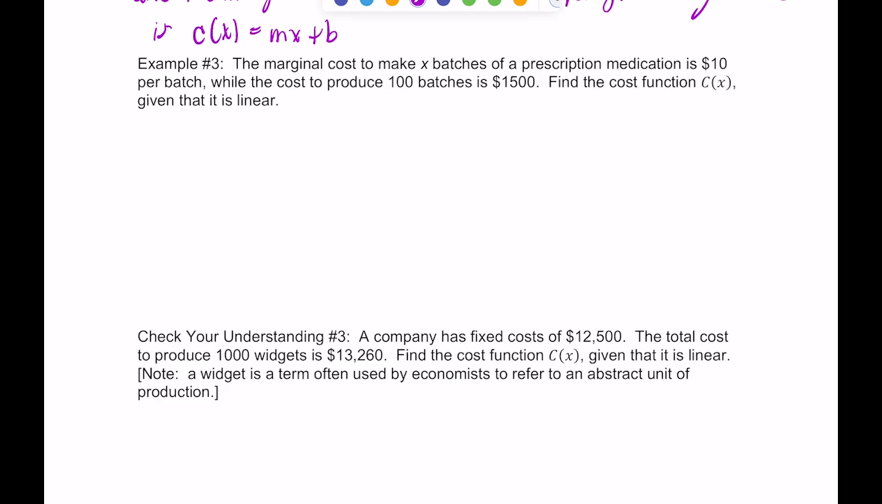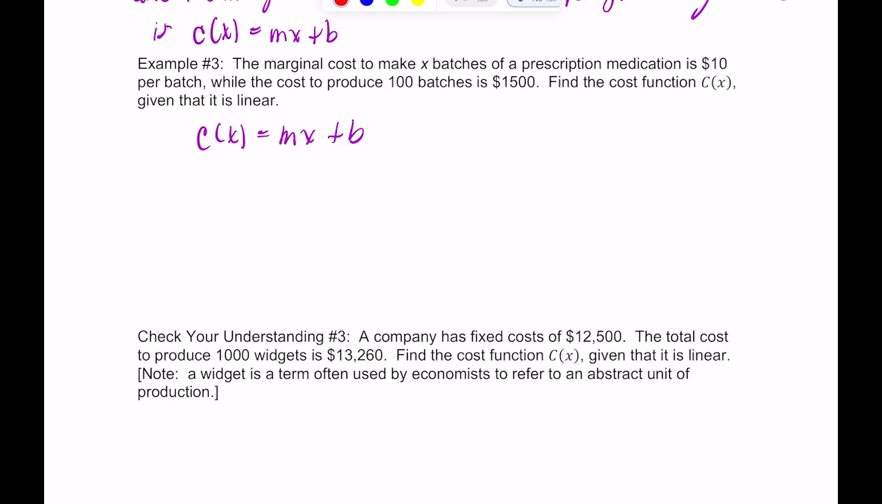So the marginal cost to make x batches of a prescription medication is $10 per batch, while the cost to produce 100 batches is $1,500. Find the cost function C of x given that it's linear. Okay, so right there, that gives me permission to write C of x equals mx plus b. Now, it tells me that the marginal cost is $10 per batch.